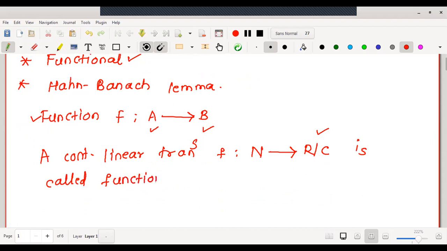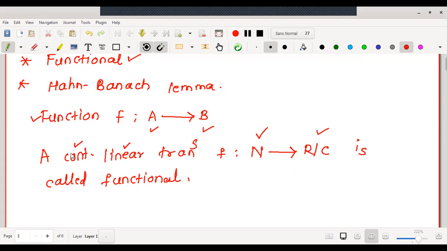Therefore, how many properties is this functional going to possess? First of all, the function is defined on a normed linear space N. And the codomain of the mapping is either R or C, that is, the function is real valued or complex valued. And as we know, both the spaces are complete. Next, the properties possessed by the mapping are that the mapping is continuous as well as linear.